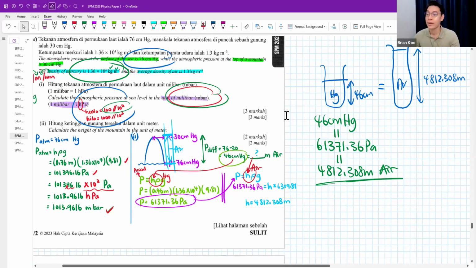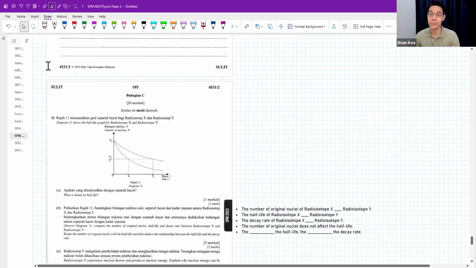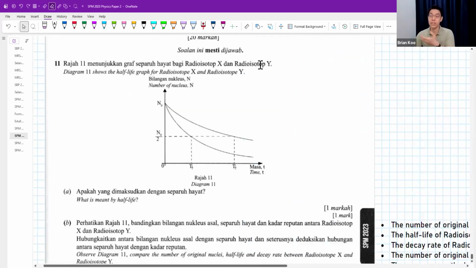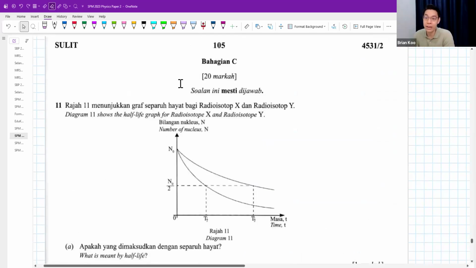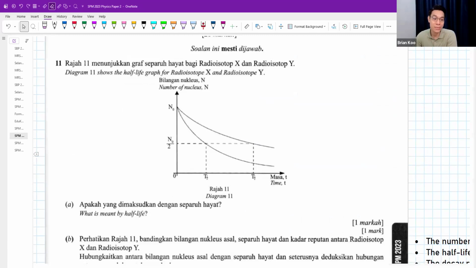Okay. Next, question 10. Last one, question 11. Compulsory question. The diagram shows the half-life graph for radioisotopes X and Y. What is meant by half-life? Half-life is the time taken for a sample of radioactive nuclei to become half the original mass or half the original number.